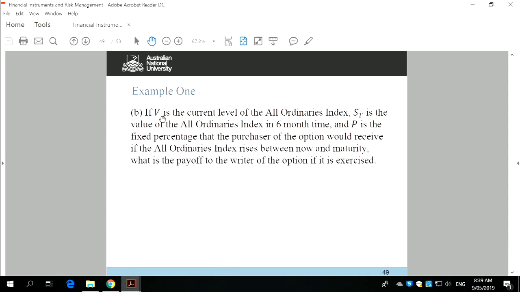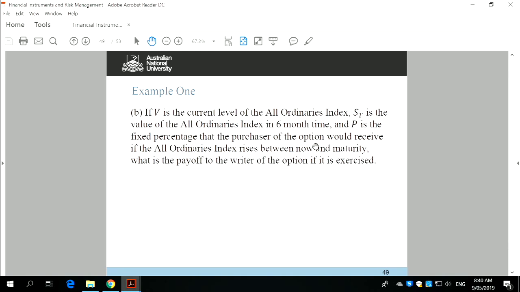And then the next part of the question says, if V is the current level of the index, and ST is the value of the index in 6 months' time, P is the fixed percentage that the purchaser of the index would receive if the All Ordinaries index increases between now and maturity, what is the payoff to the writer of this option? Okay, so the question is asking for the payoff for the writer of the option.